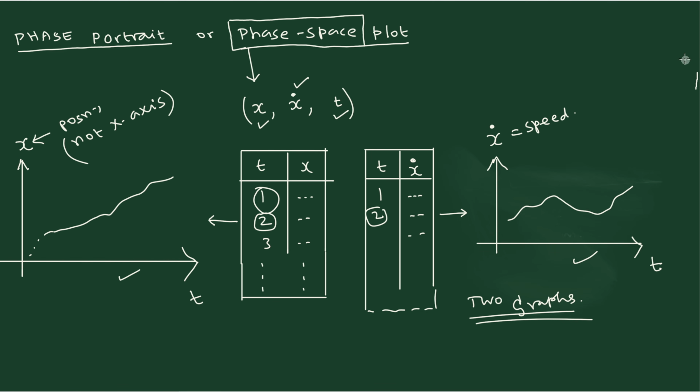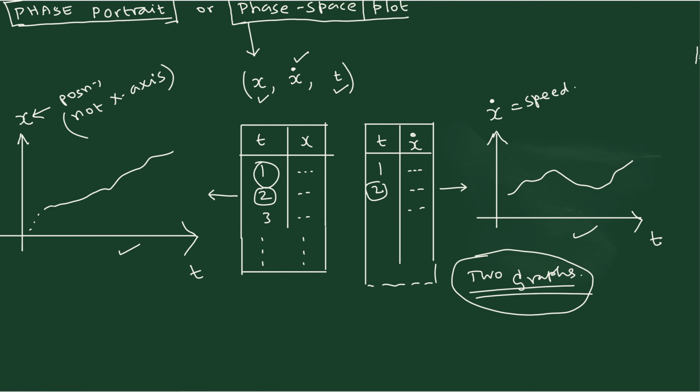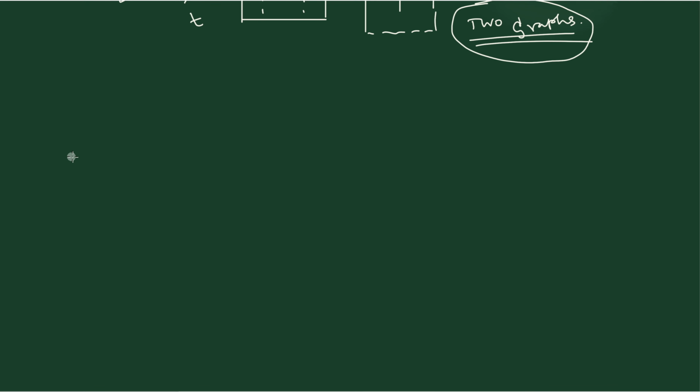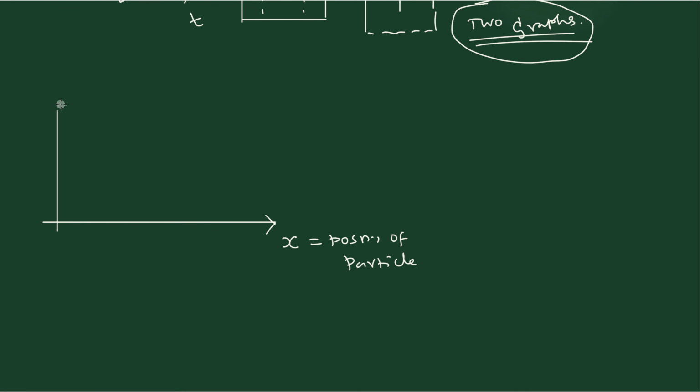And whatever graph you are going to get is known as the phase portrait. That's the ultimate answer. If you combine these two graphs, then the graph is known as the phase portrait. So how are you going to combine them? You are basically drawing a graph like this, in which this will be the x here, which is the position of the particle, and on the y-axis you will have the speed of the particle, x dot. This is x dot, that is the speed of the particle.